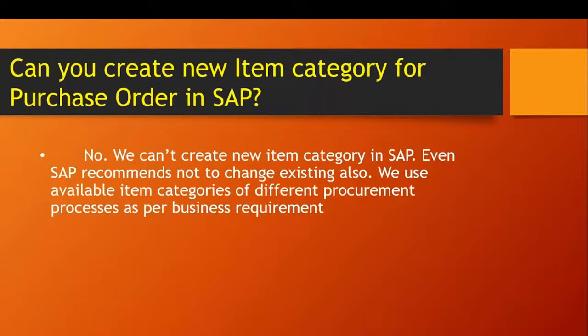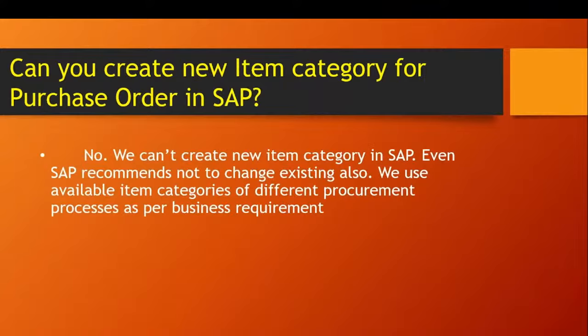The answer is, you should not say, when someone is asking that, "I think there would be an option to create it." We have to answer, no, there is no option. We cannot create a new item category in SAP. Even SAP recommends not to change the existing ones. Mostly we don't disturb the item categories, and we don't even have an option to create. We use the available categories.